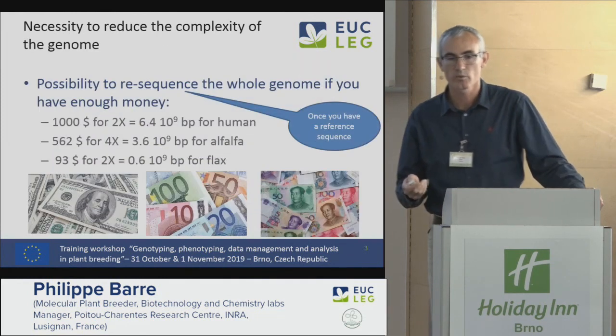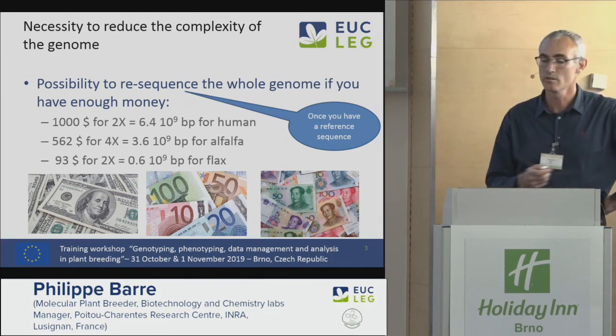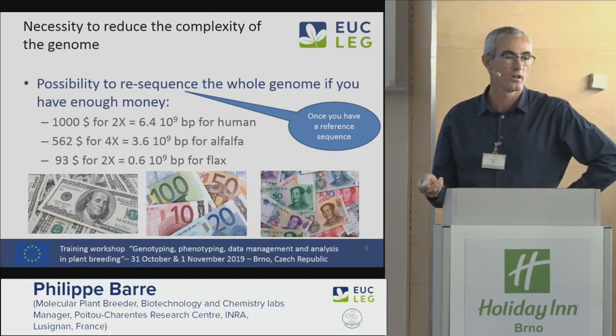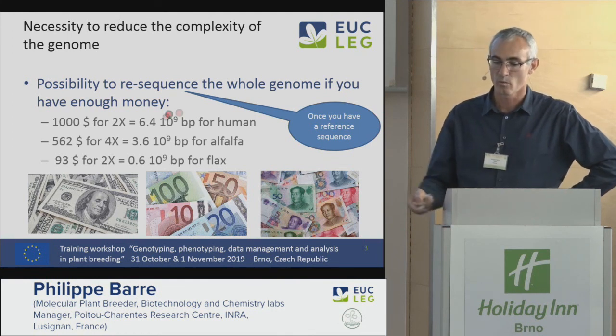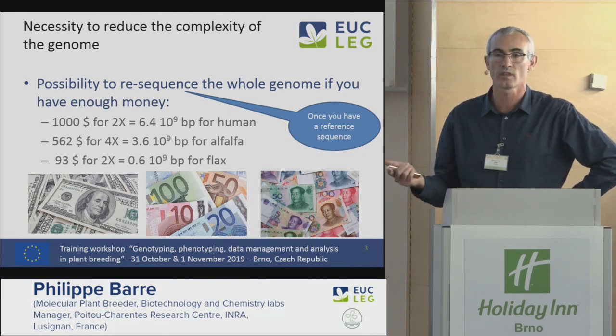So it's possible, and the price has decreased a lot. But even so, if you have a lot of money, you can do whole genome sequencing. Like I said, it's $1,000 for a human, but it's about half of it for alfalfa, which is quite expensive. If you look at the price of sequencing, it's too much in comparison to the value that you will get with this information in comparison to phenotyping.